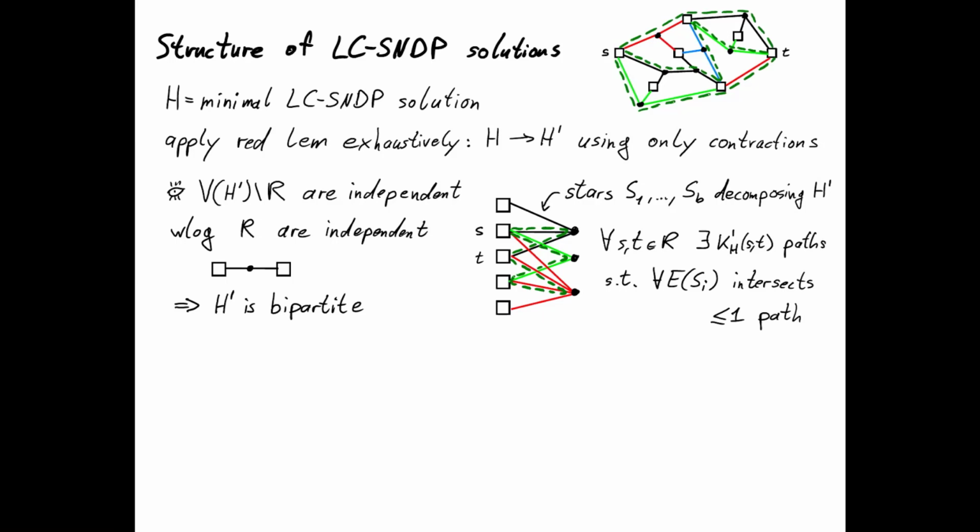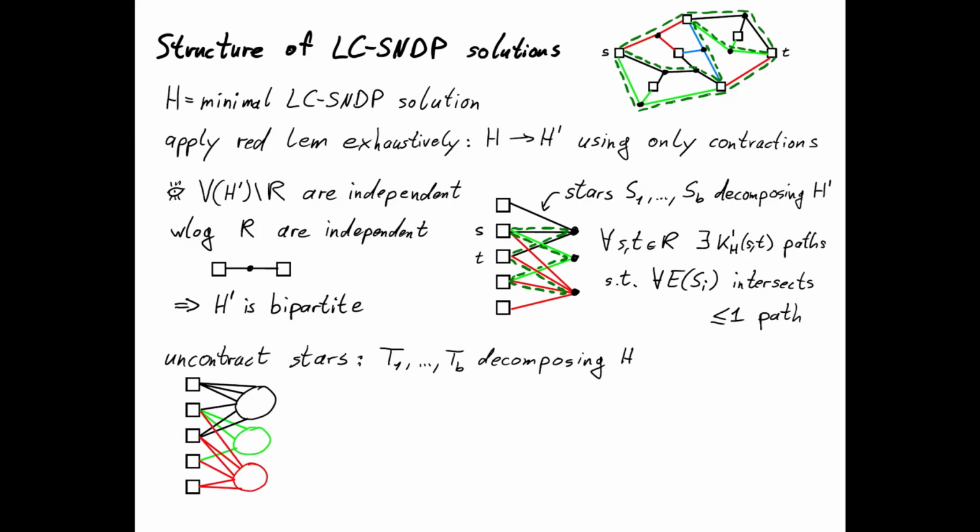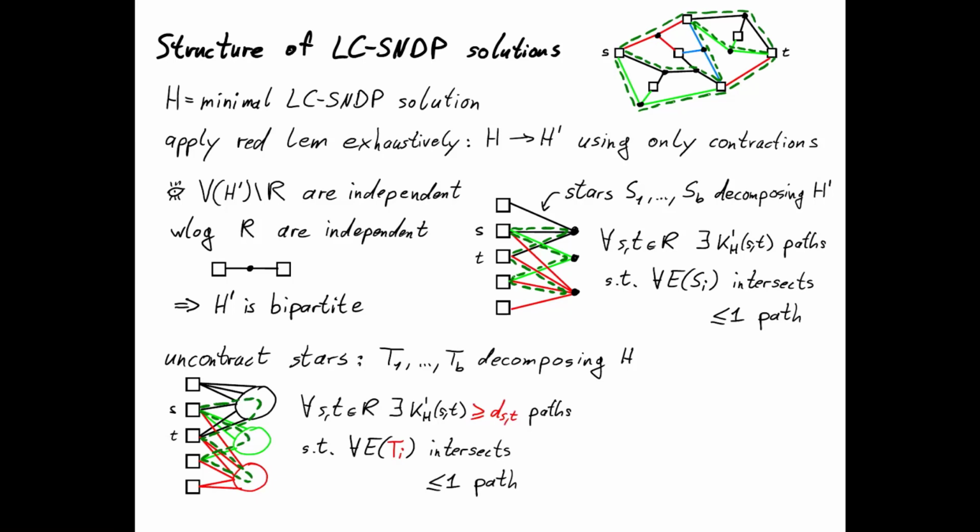So how do I go back to the graph H? Well, let me just uncontract all of the stars. And so I get some graphs, T_1 up to T_b, decomposing the graph H. And I can also say that if I look at these paths that I had previously in these stars, I just uncontract edges along these paths. And these paths do have the property that I was aiming for, namely that for each of these T_i, at most one of them passes through. Okay, so that's nice.